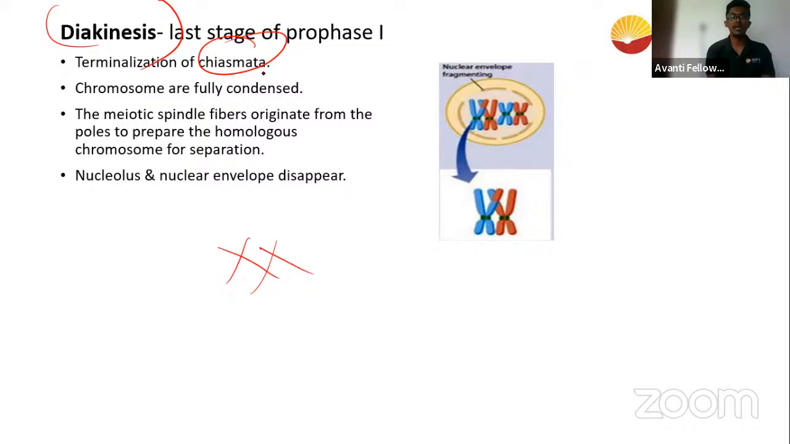The chromosome gets completely condensed. Now the mitotic spindle fiber starts originating. Correct? No, this is what stage? Prophase one. Correct? No. What happened in prophase? End of prophase. I told you.